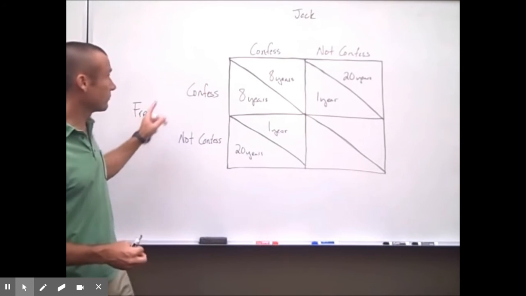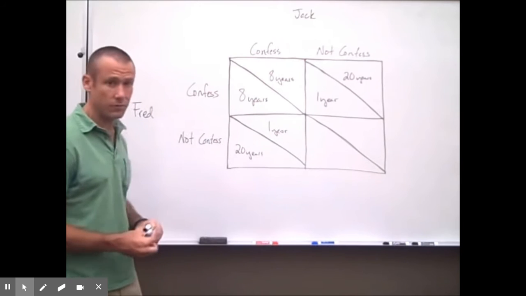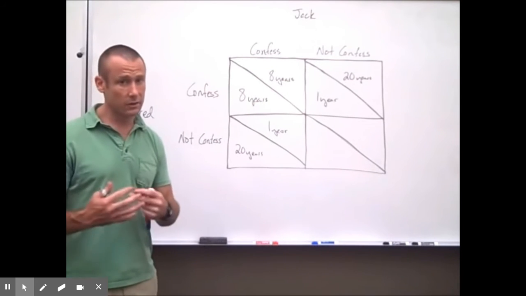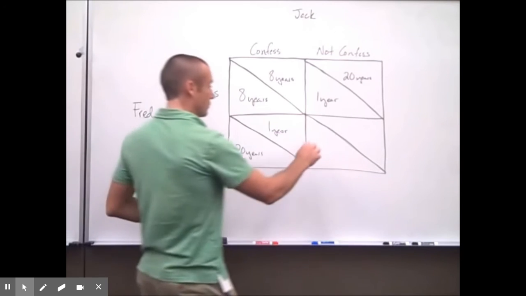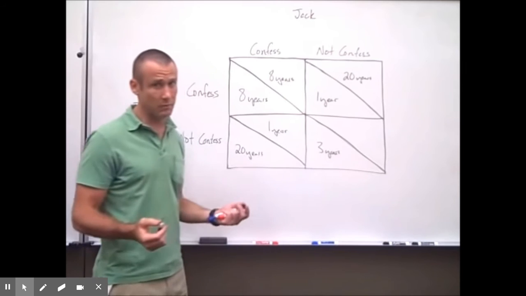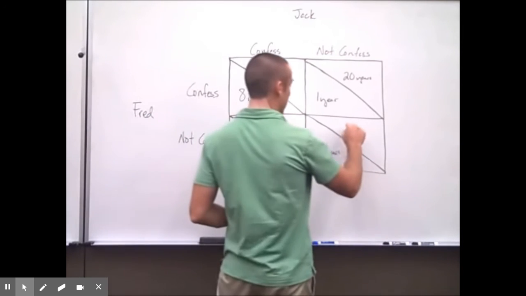Finally, we have a situation where Fred and Jack both don't confess. Well, that's the best situation for Fred and Jack. They're going to get the best result, which is 3 years. The police still have some evidence for those minor crimes, and 3 years.